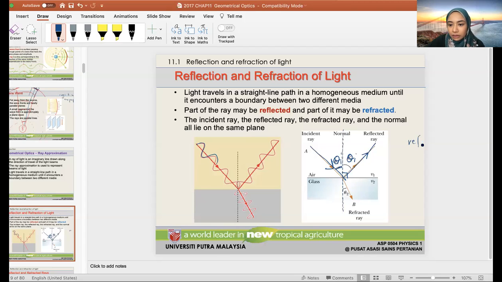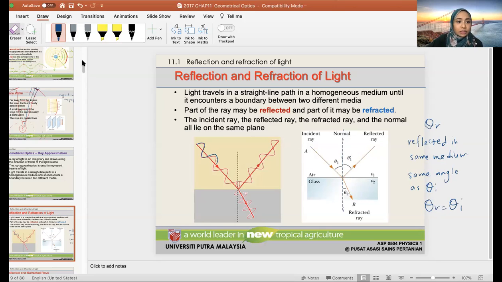Okay, so reflected in the same medium, of course, reflected always in the same medium, with the same angle as theta incident. So theta r is equal to theta incident. So here if this is theta 1, this is theta 1. If this is theta 2, my reflected angle will also be theta 2. Let's say I want it to be a different angle, so it's this much, and it is 60 degrees. My reflected angle will also be 60 degrees.